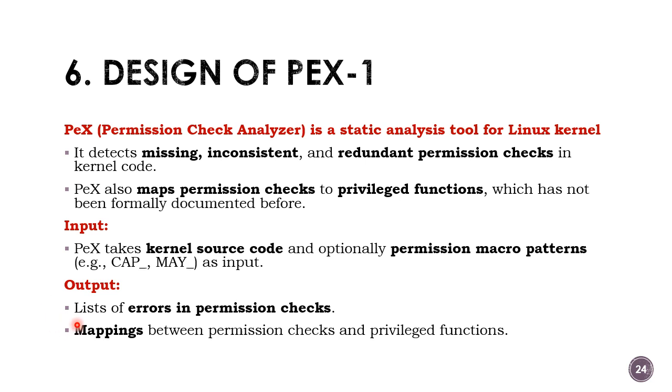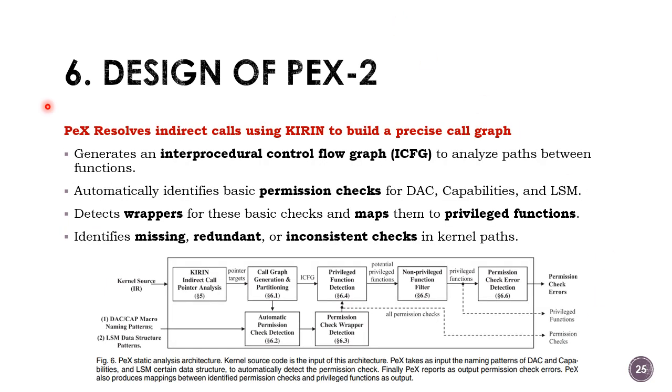And the output of PAX will usually be the lists of errors in permission checks, like finding some redundant or missing permission checks, and mappings between permission checks and privilege functions. So let's look at the actual architecture of the PAX tool and how it is handled through the whole process.